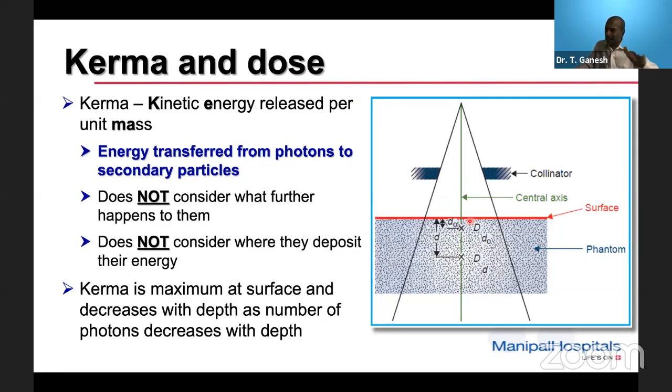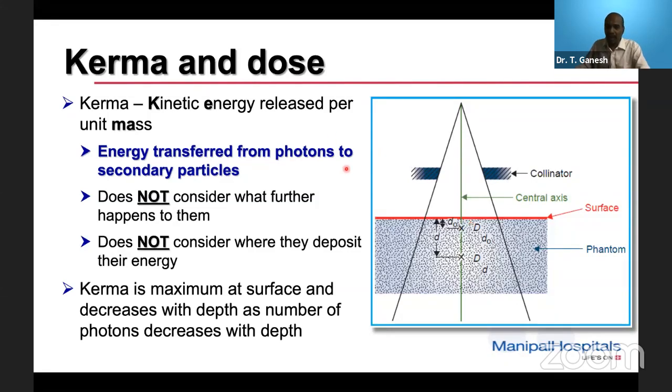That is Kerma. Now by the time the beam reaches the second millimeter, the next layer, how many photons are left? We don't have 100,000 photons any more. We have only 99,000 photons because 1,000 photons have already gone. So 0.1% of 99,000 is only 990, not 1,000 photons.